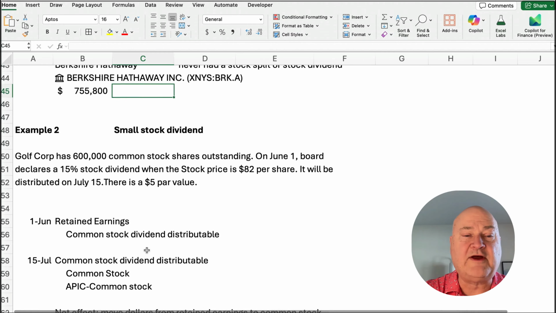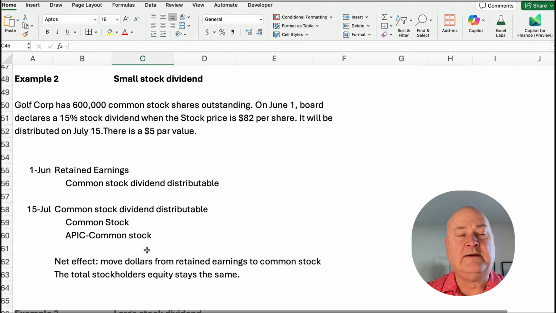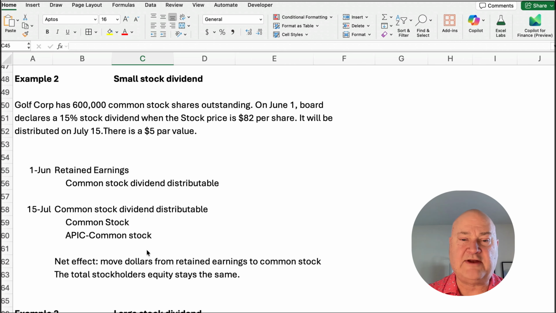All right, so a small stock dividend, let's look at this example. Golf Corp has 600,000 common stock shares outstanding.